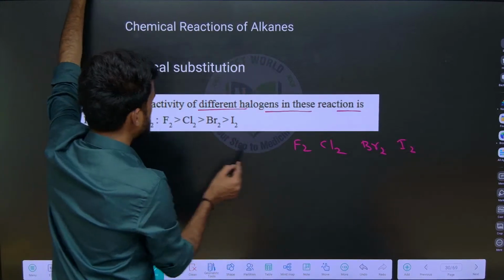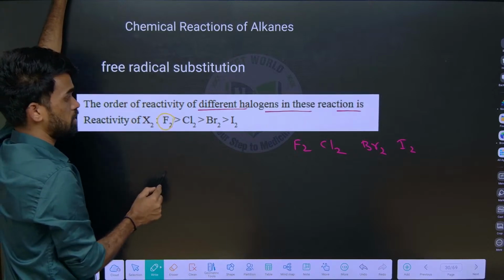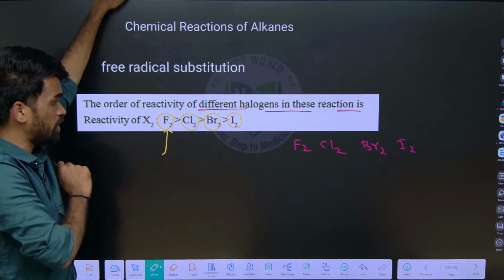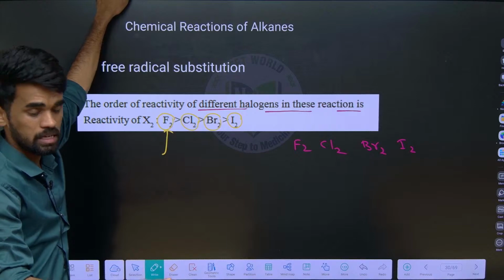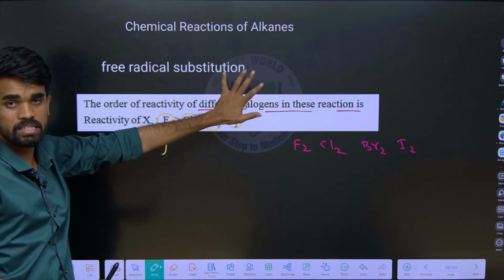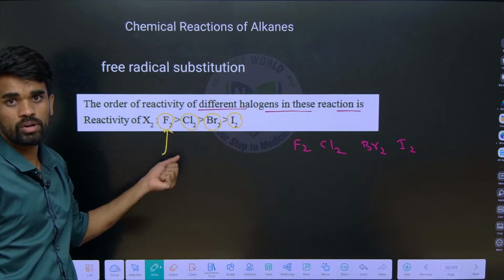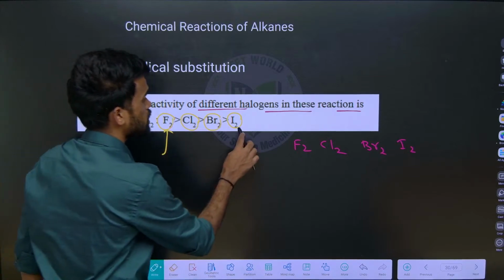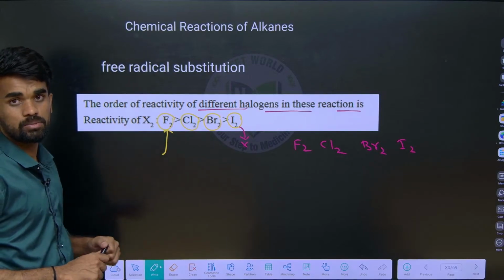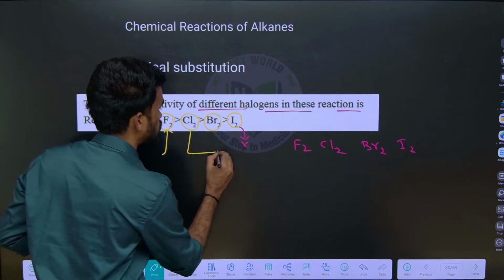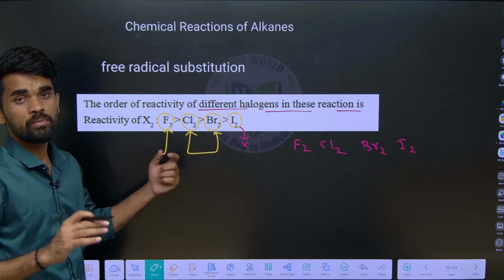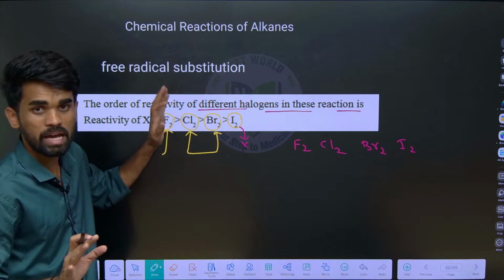Here the reaction is most vigorous for fluorination, then chlorination, bromination, iodination. Fluorination is very violent, so that reaction cannot be handled in the laboratory. Therefore fluorination is not preferred in this method. And iodination is reversible, therefore we cannot use iodination either in the free radical substitution mechanism. So we will be preferring only bromination and chlorination, majorly, in this mechanism.